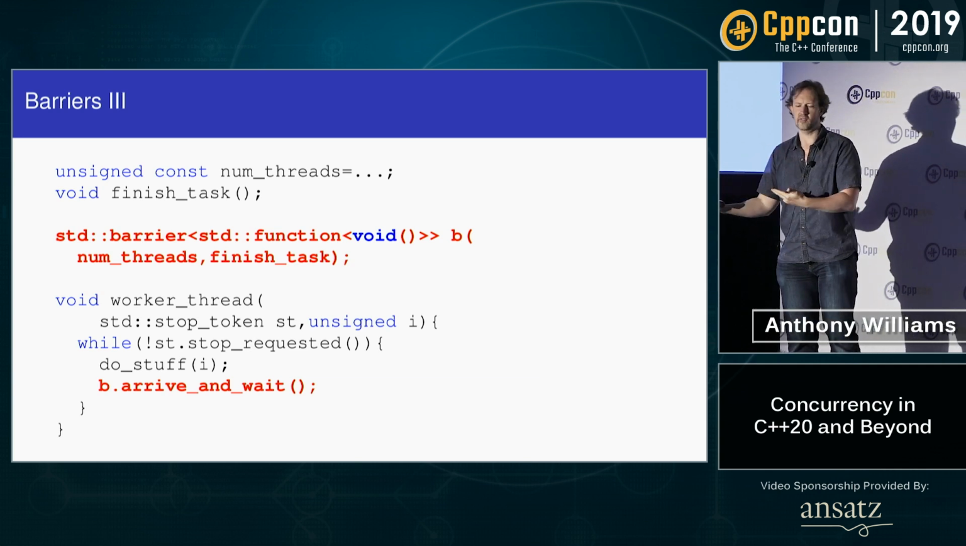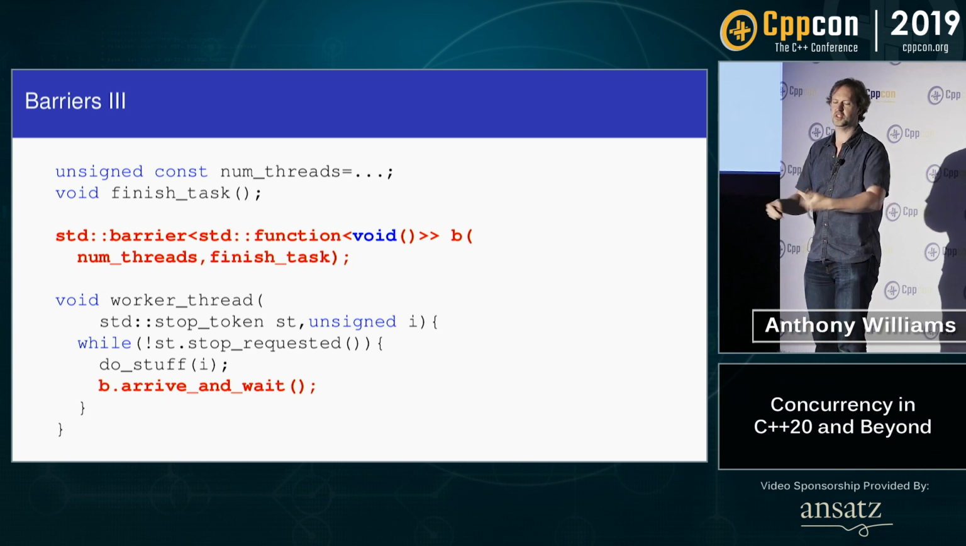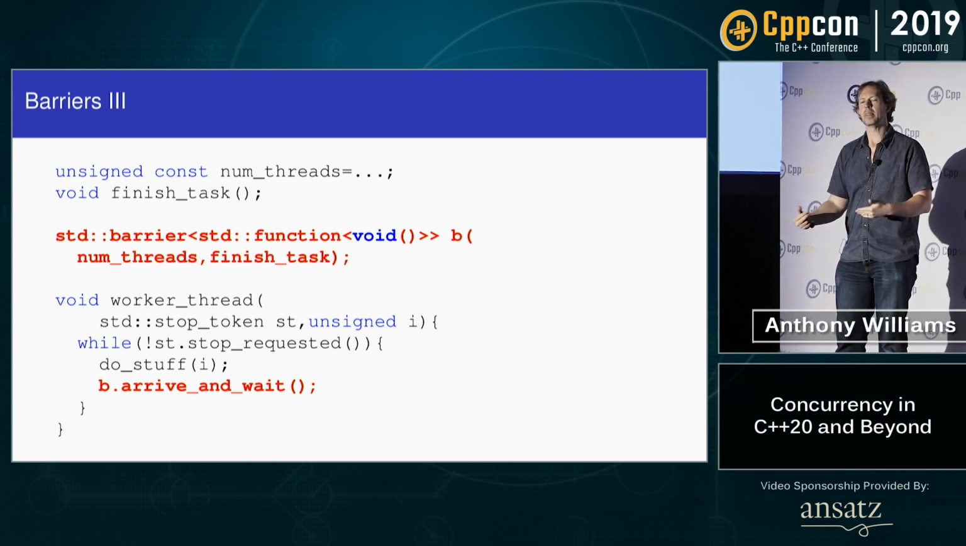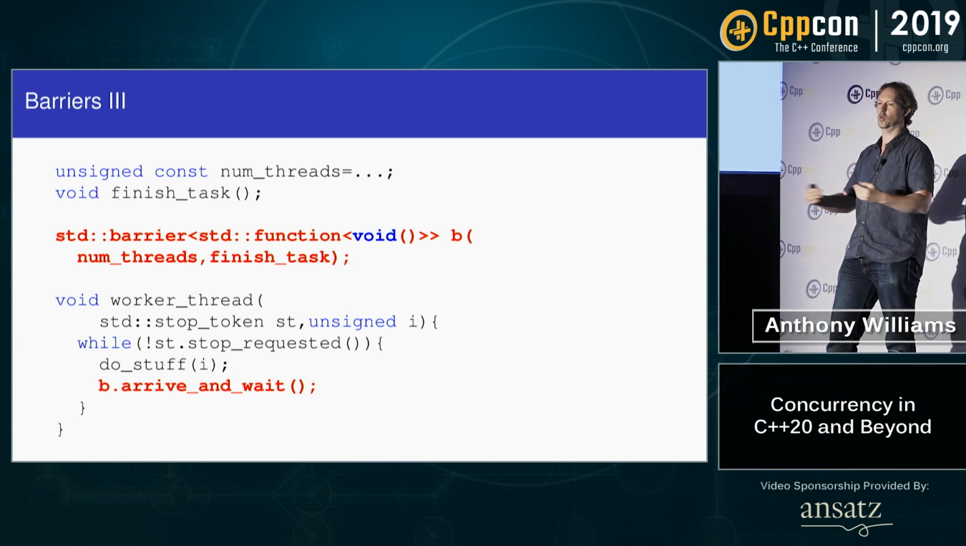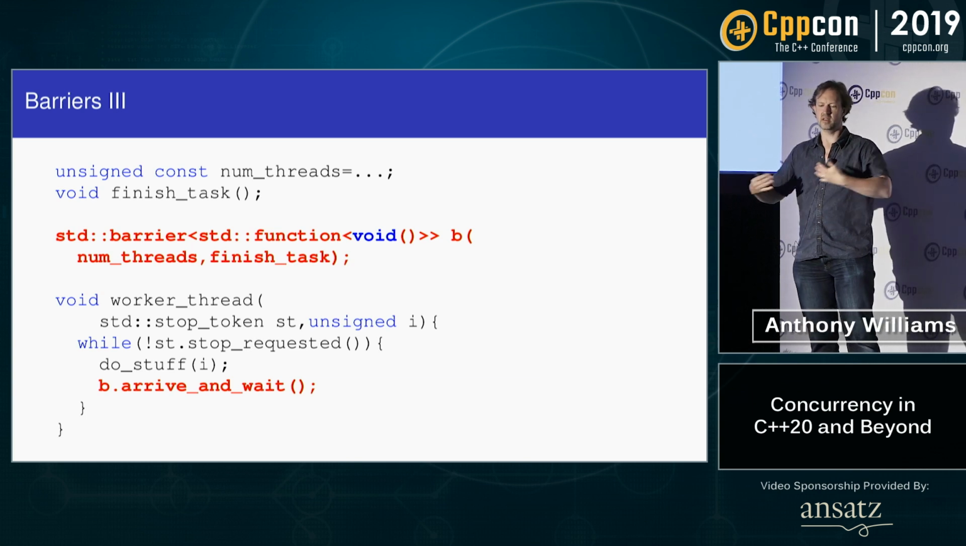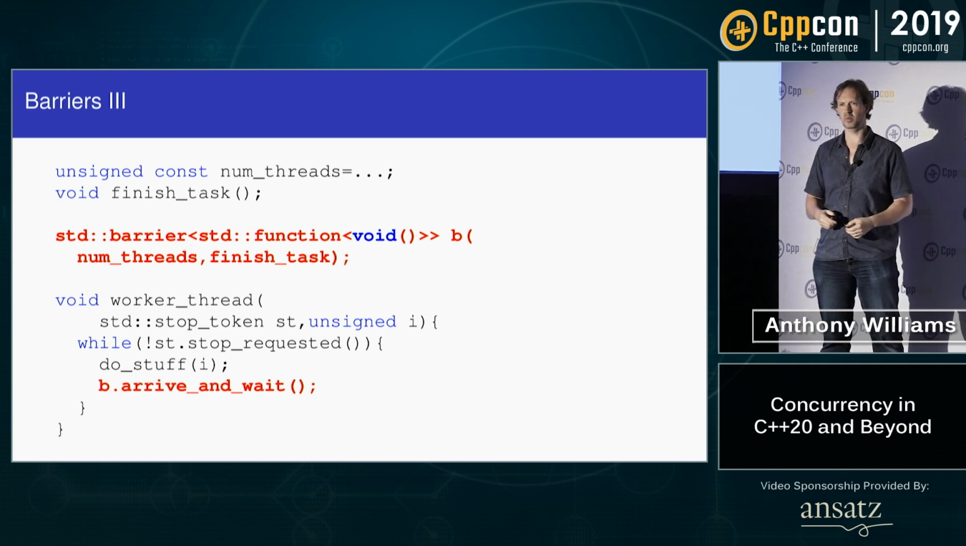And then we have our thread that is going to do some stuff, it's going to arrive at the barrier, and then wait until its next iteration. And when all the threads involved have arrived at the barrier, then again, our finished task function will be called.